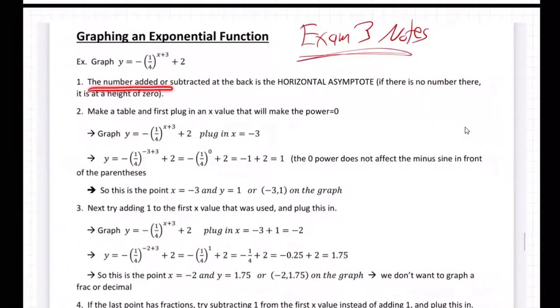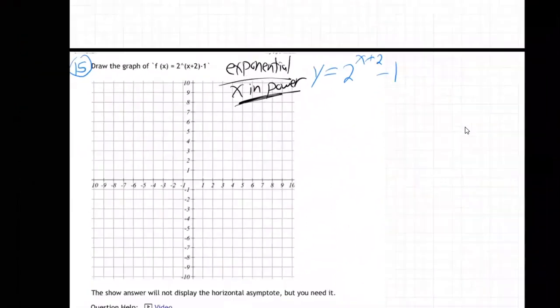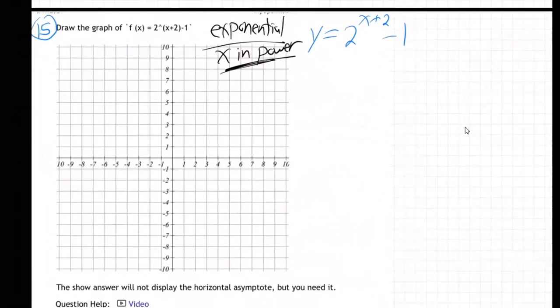That's what exponential graphs always do. And right here it says the number added or subtracted at the back, this number, is the horizontal asymptote. And if there's no number there, it's a height of 0. So that's important. The number at the back is the horizontal asymptote. So let's start with that. So this number back here is the horizontal asymptote. So -1. So let me go put that on the graph. Right here, going through -1, that's the horizontal asymptote. So the graph is going to flatten out there.